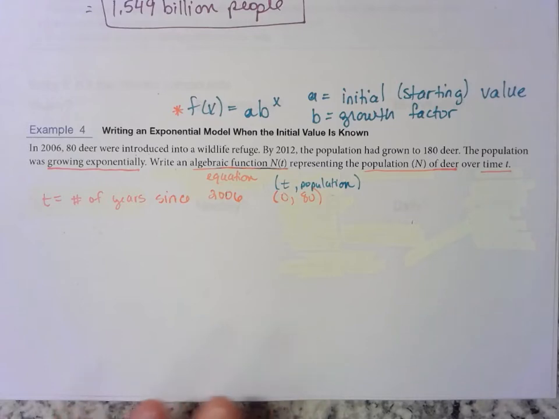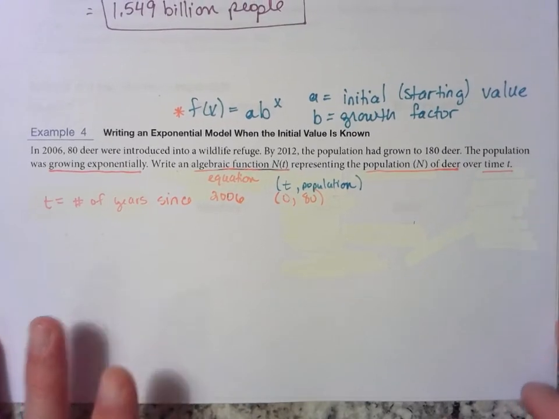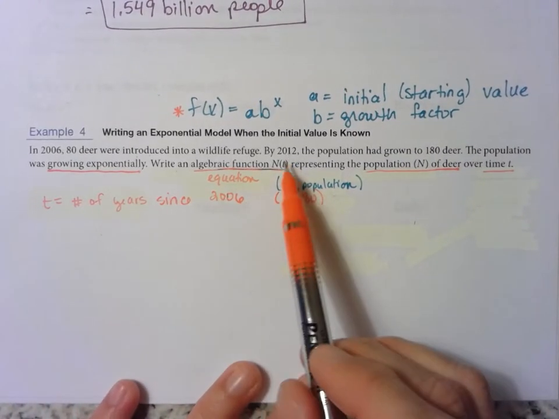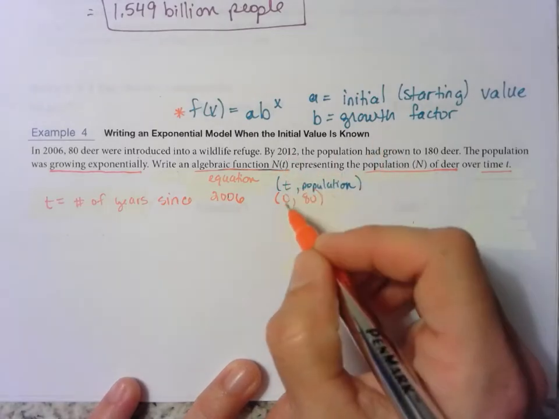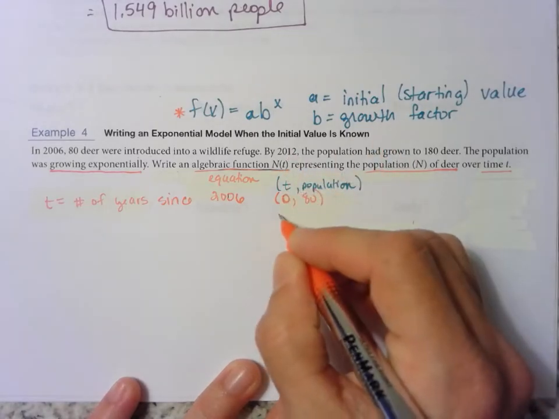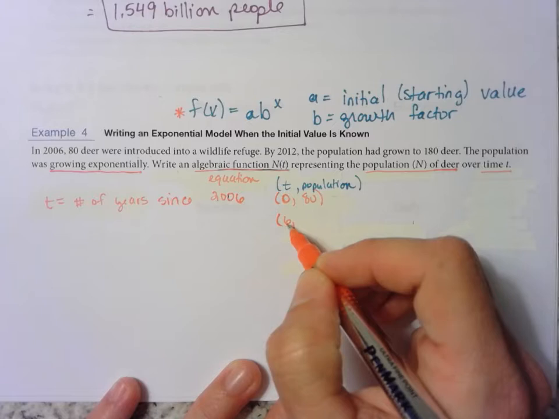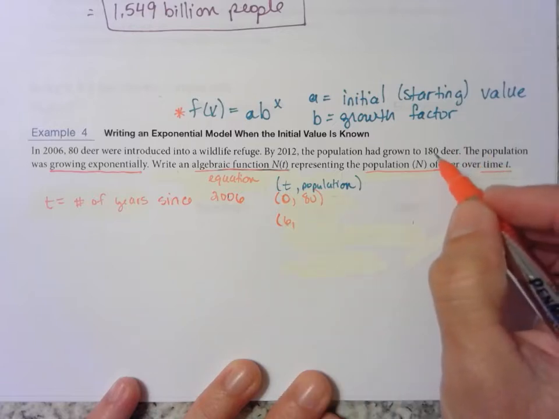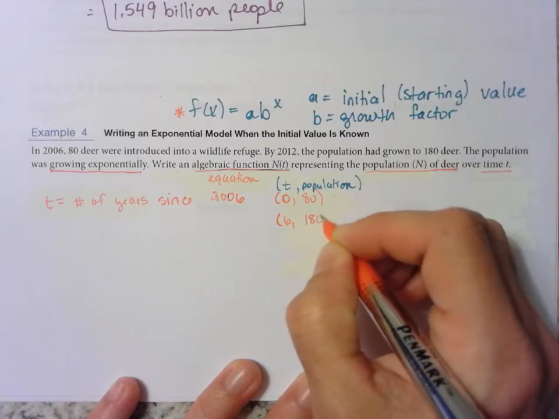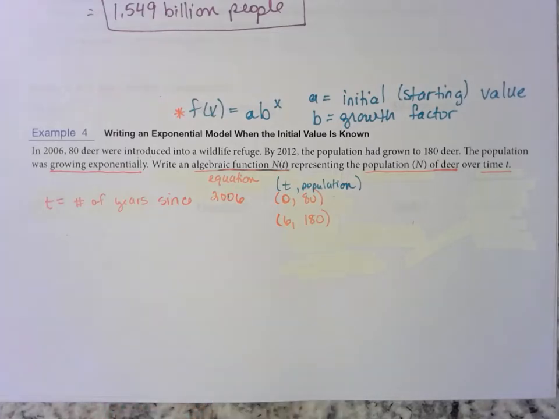Well, then what is our other ordered pair then? We know that in 2012, which is 6 years later, right? In 2012, 6 years later, the population was 180. So we do have some information to work with. Well, let's see how all of this fits into our formula.